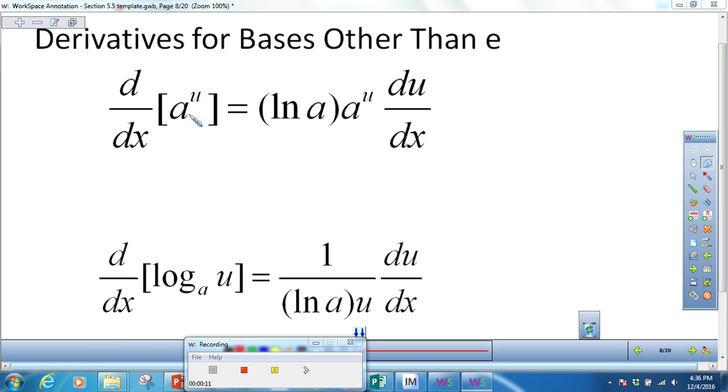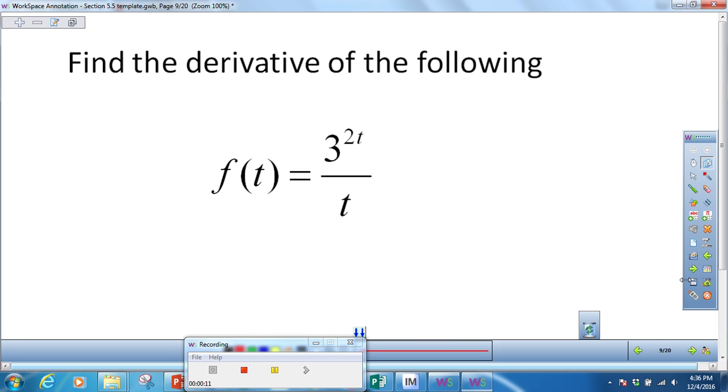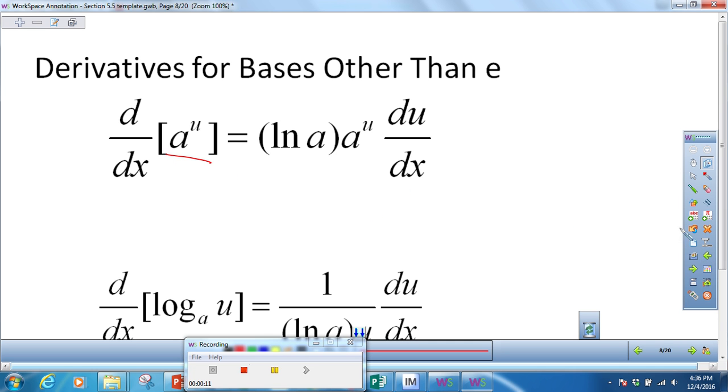A needs to be a constant, so it's like 1, 3, 7, any constant in both of these. A just has to be a constant. Okay, so to do this, we're going to use quotient rule and the rule that we just learned. We're going to use this one, where A is 3.